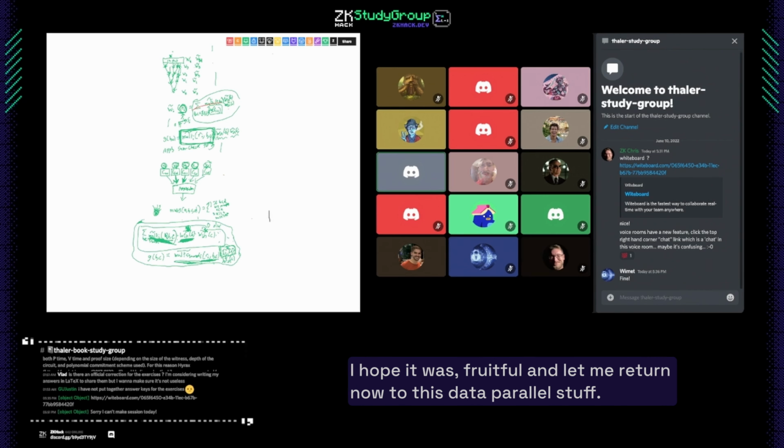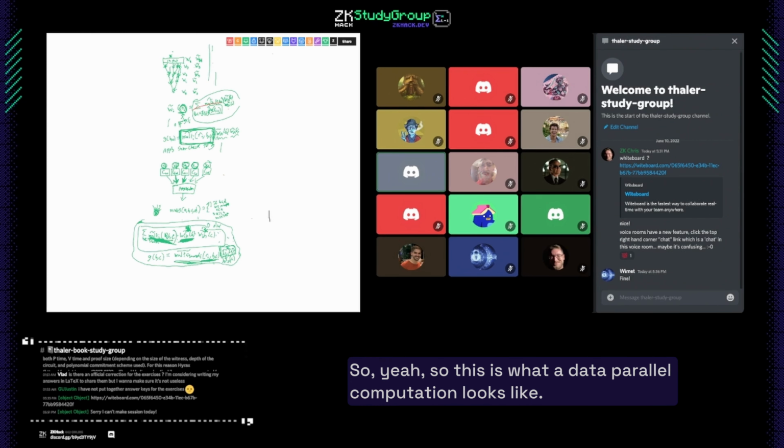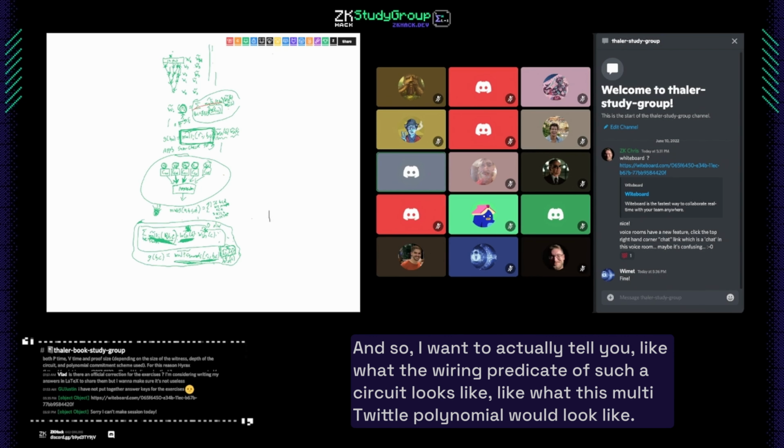And let me return now to this data parallel stuff. So I thought I drew, here it is. This is what a data parallel computation looks like. And again, a lot of things people are doing in practice are naturally data parallel. And so I want to tell you what the wiring predicate of such a circuit looks like, what this multilinear polynomial would look like.